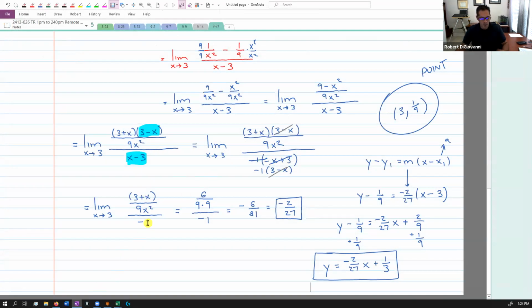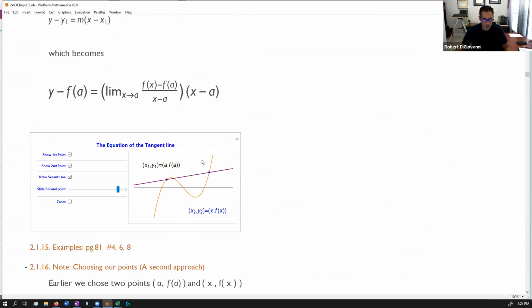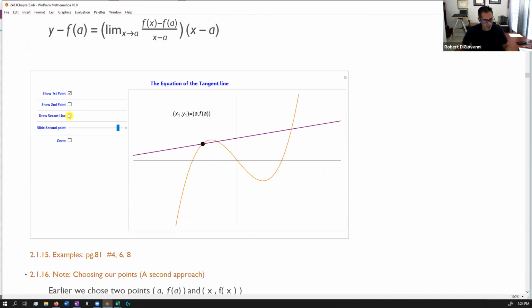Okay, so remember where this all started. Remember where the formula came from. We would start with some point here, which we called A, and that gave us this point right here, A, f of A. Then we picked a second point over here, which we called X. And so the point was X, f of X.